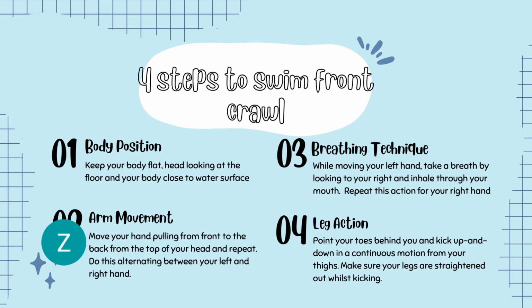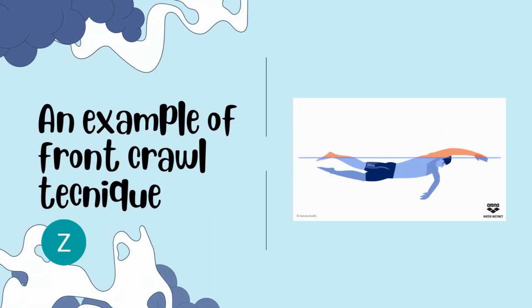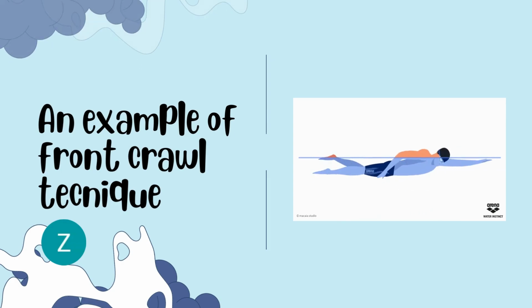The third one is breathing technique. While moving your left hand, take a breath by looking to your right and inhale through your mouth. Repeat this action for your right hand. The final one is leg action. Point your toes behind you and kick up and down in a continuous motion from your thighs. And you have to make sure your legs are straightened out whilst kicking. This is an example of front crawl technique.